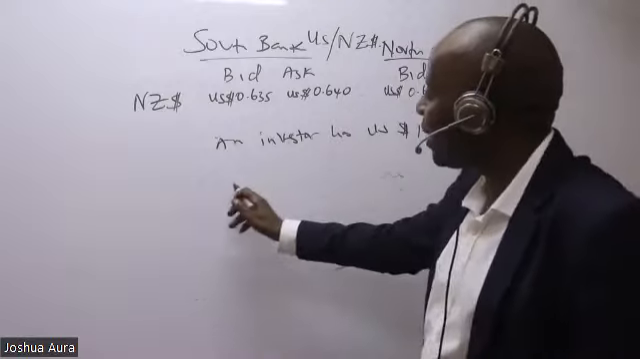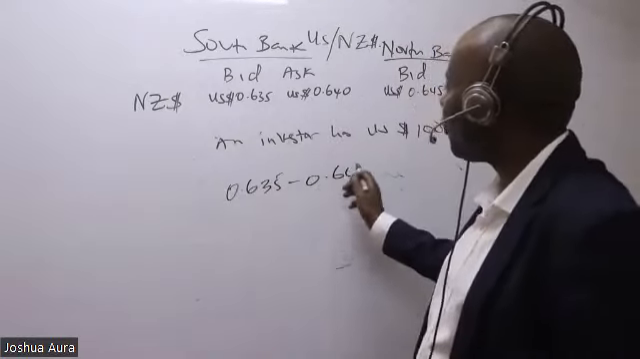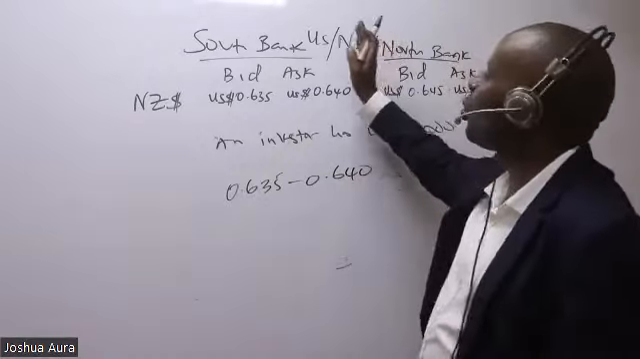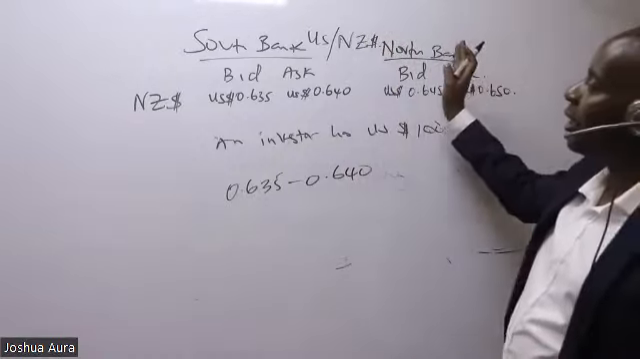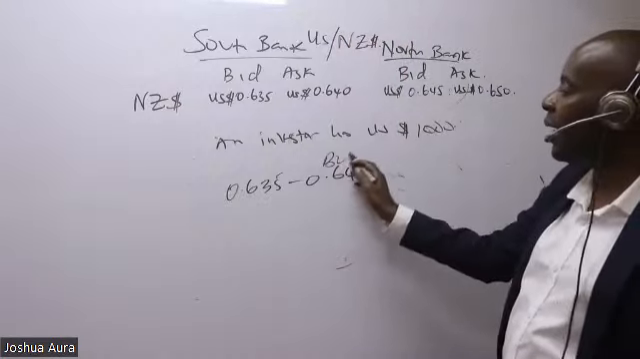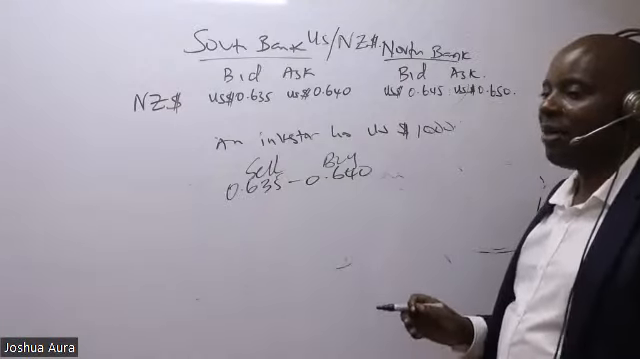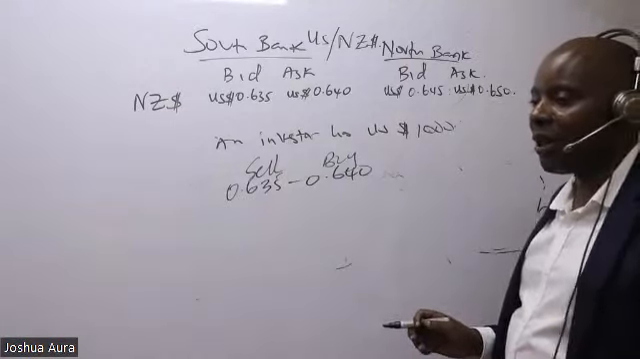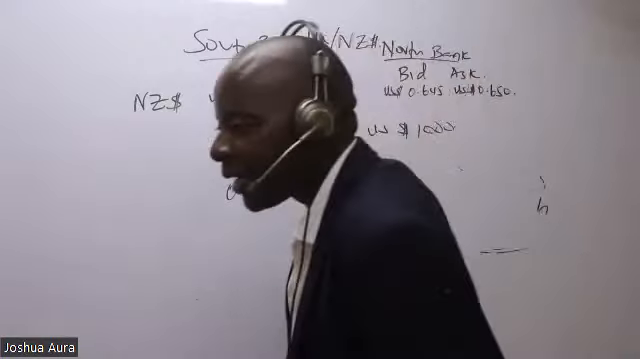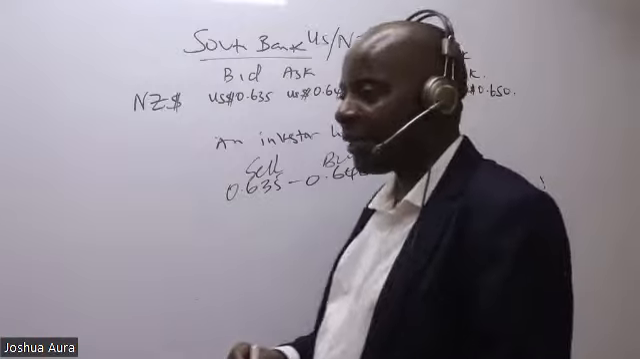So then if they give us something like this, 0.635 to 0.640, I should be able to know the buying rate. Because New Zealand is on the right, this becomes buy. And this becomes who? Sell. Buy is the same as what here? Somebody? Buy. Just a minute.